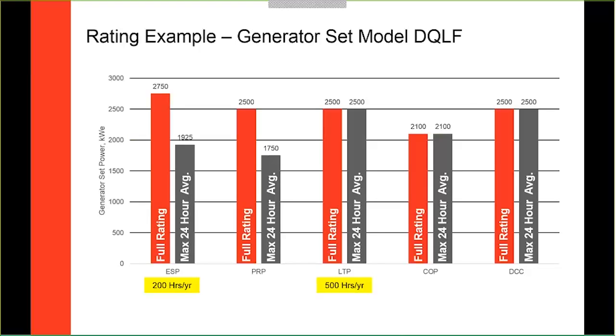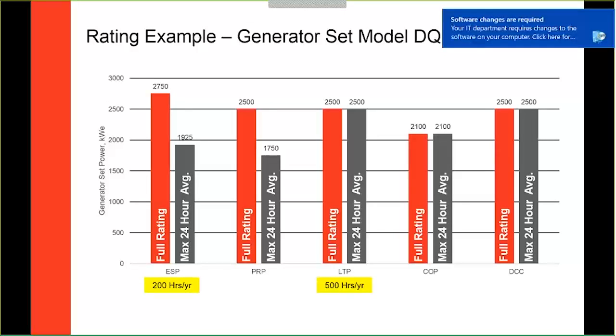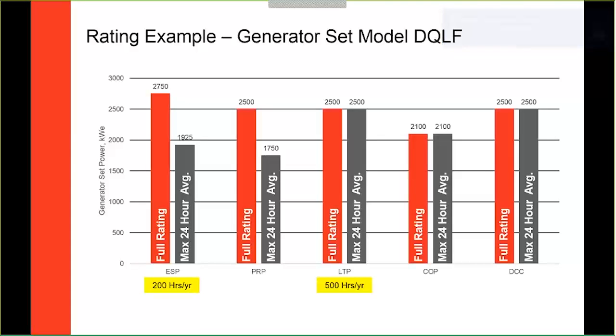So moving on here, what you're looking at is just a quick example of one particular generator set model, and I just wanted to show you the way the different ratings kind of stack up against each other. In the red column indicating the full rating, that's 100% of the generator set's rating. In the darker column, what you'll see is the maximum 24-hour average load compared to that full rating. So for example, you're seeing prime rated power there in the second two columns. You have 2,500 kilowatts as the full rating. 70% of that is 1,750 kilowatts.